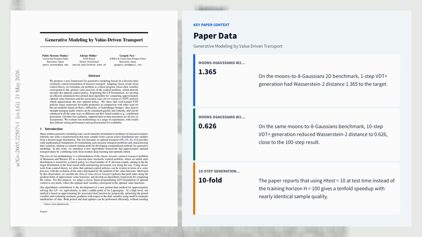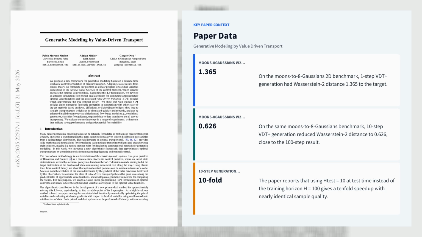OT-initialized VDT matched or approached state-of-the-art flow and Schrödinger bridge baselines with 10-step generation, essentially matching 100-step generation. For example, on moons to 8 Gaussians, it reduced Wasserstein-2 error from 1.365 to 0.626 when moving from 1 to 10 steps while preserving path energy near the oracle.